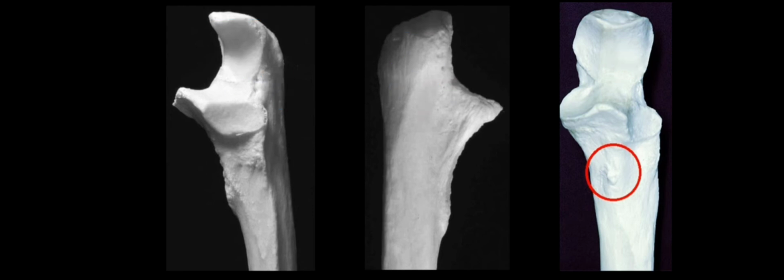Now let's see the superior surface. It gives insertion to triceps brachii in the posterior part, and in the anterior margin it gives attachment to the capsule of the elbow joint. There may be a bursa present in between the structures, the synovial bursa.